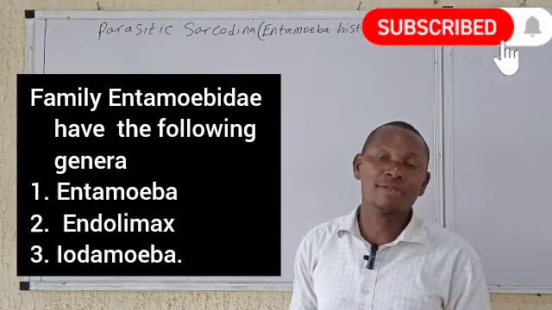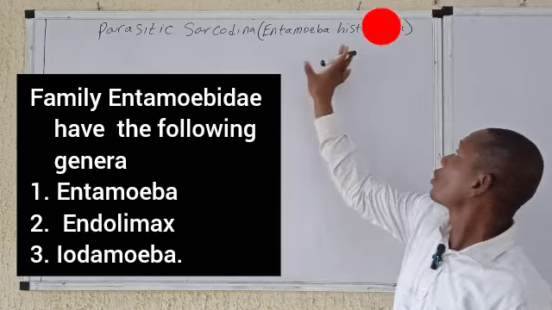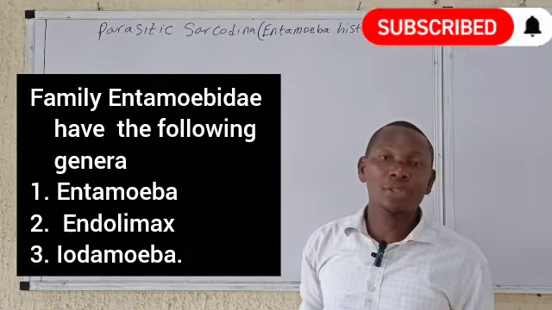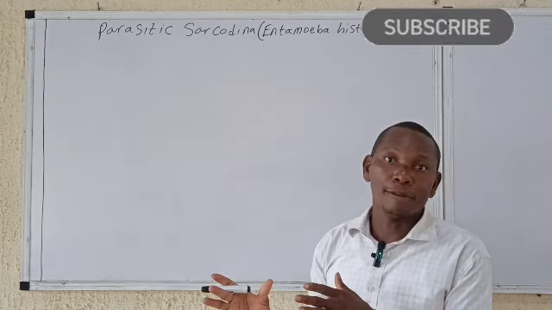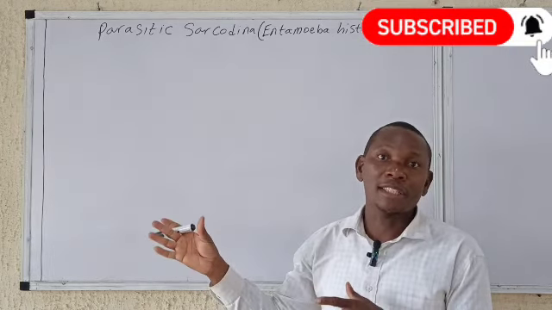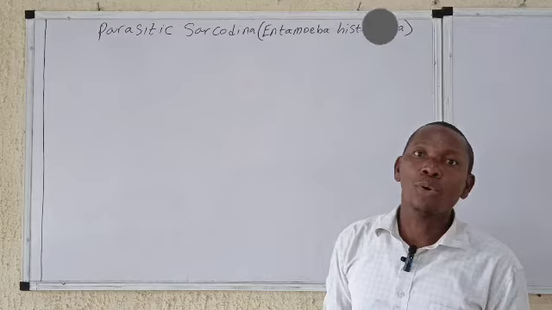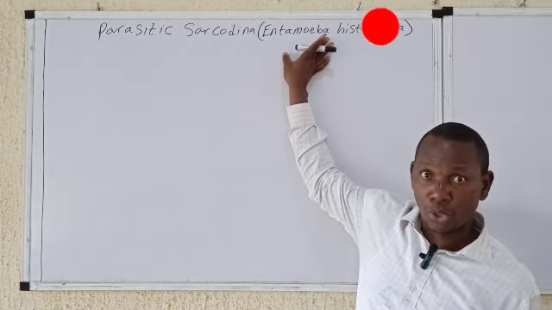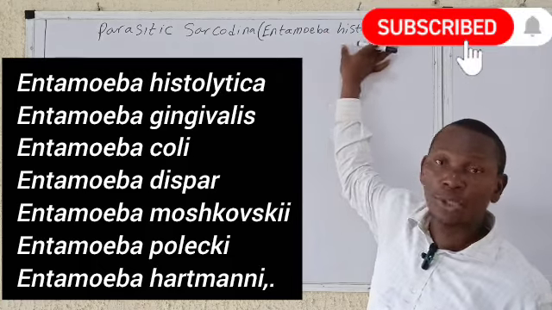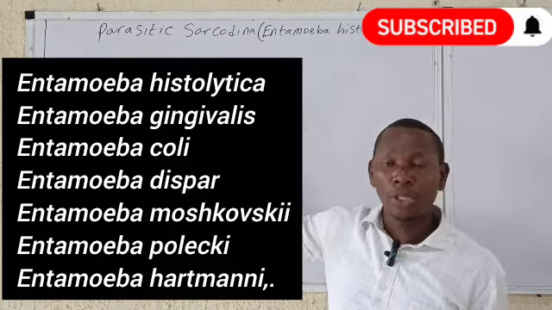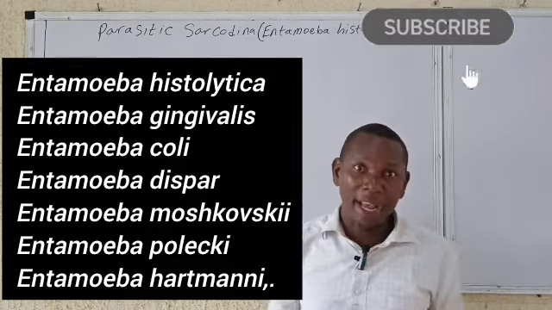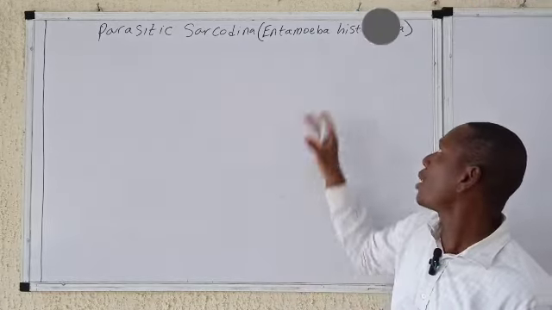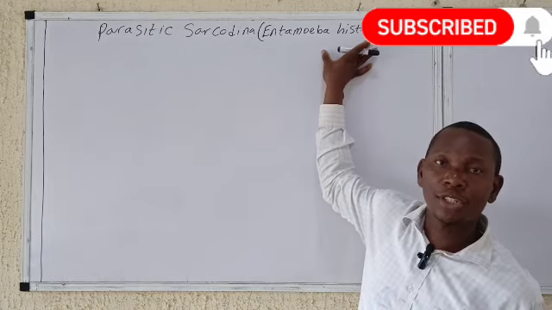Now, under the family Entamoebidae, we have various genus present under this family. We have the genus which is Entamoeba. We also have the Endolimax and various others present under the family Entamoebidae. All right. Now, under this genus Entamoeba, we have various species also. We have the Entamoeba histolytica, we have the Entamoeba coli, we have the Entamoeba gingivalis, and various other species.